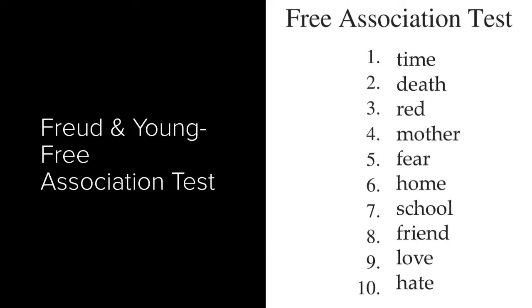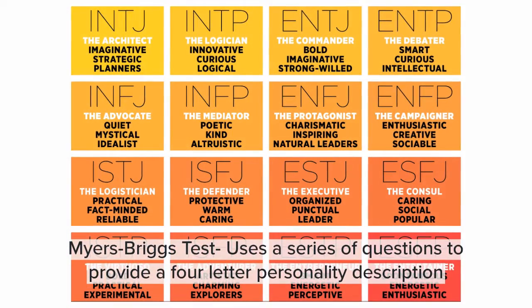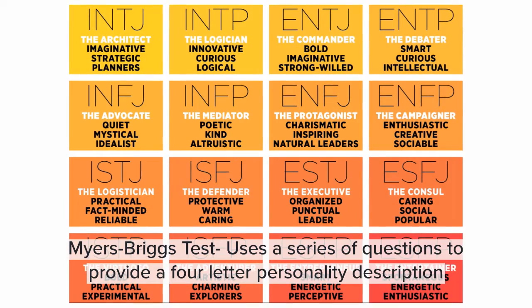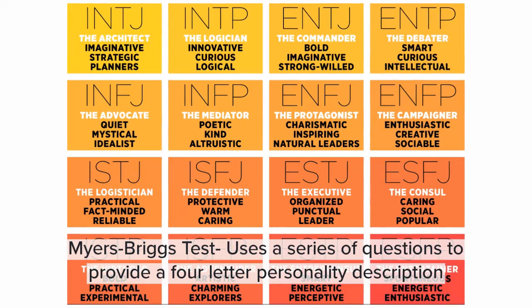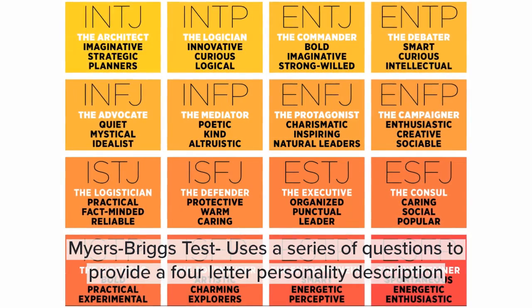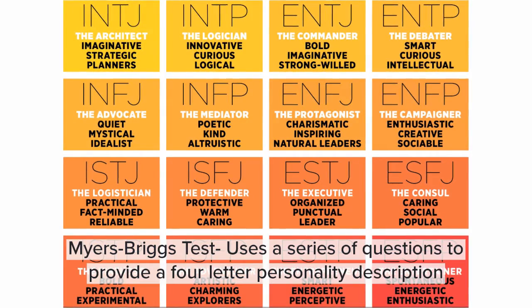One example is the Rorschach test. Another example is the free association test. Finally, by far the most famous personality test is the Myers-Briggs test. Through questions, this test places you into one of 16 personality categories. While people love this test because the results are positive and vague enough to apply to everyone, people just don't fit into boxes. While fun, this test doesn't have any real scientific value.